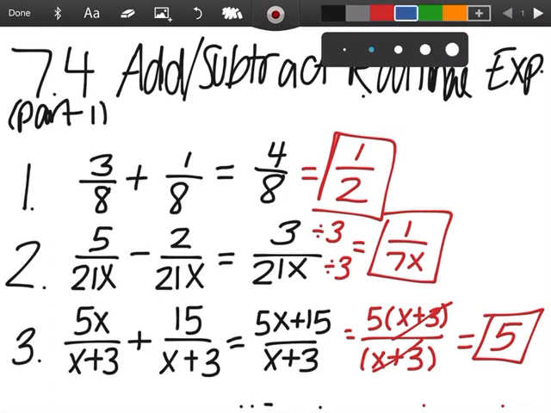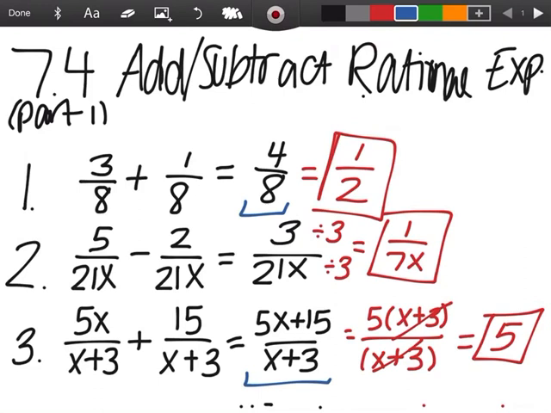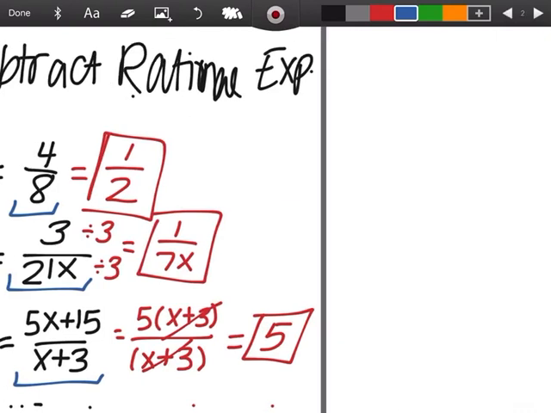So in the same way that 4/8 is not the final answer, 5x plus 15 over x plus 3 is not the final answer. And same thing for 3 over 21x. I always want to simplify it as much as possible. And so when the denominators are the same, it's a little more straightforward.